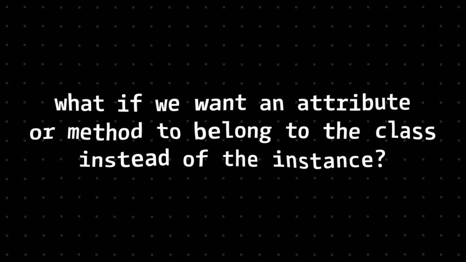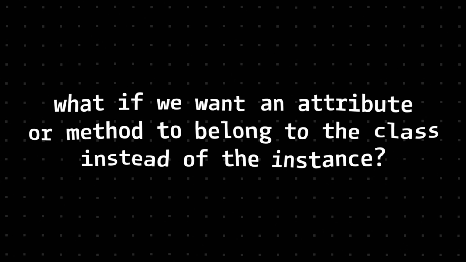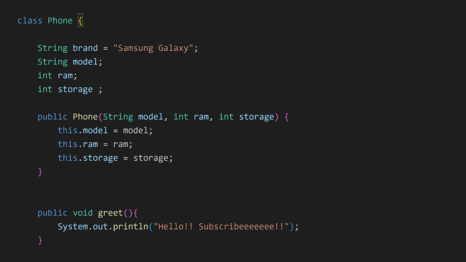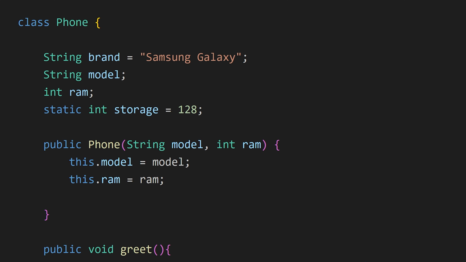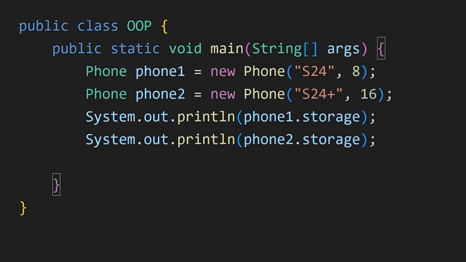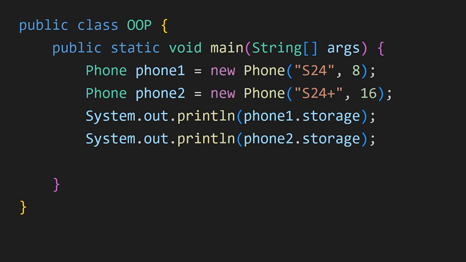But what if we want an attribute or method to belong to the class instead of the instance? We can make that attribute or method static using the static keyword. For example, let's make the storage attribute static, give it a default value and remove it from the constructor. Now, when I create objects of the phone class, the storage is the same for all objects, which is 128. This makes sense because we set the default value to 128.